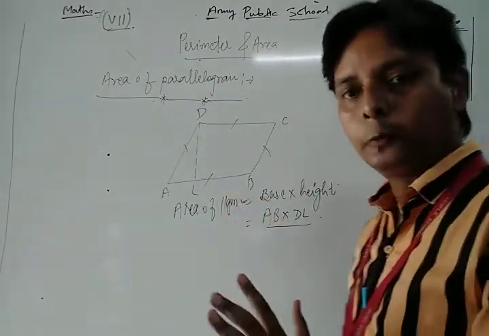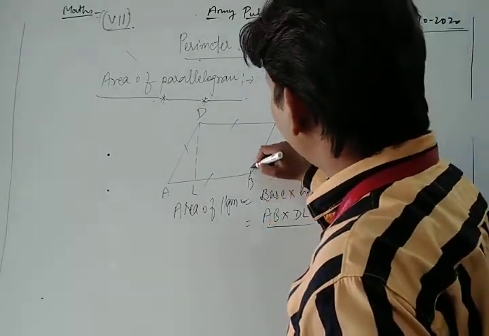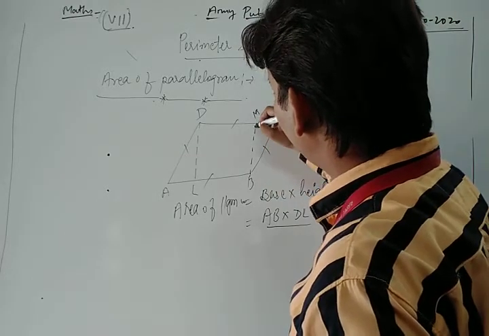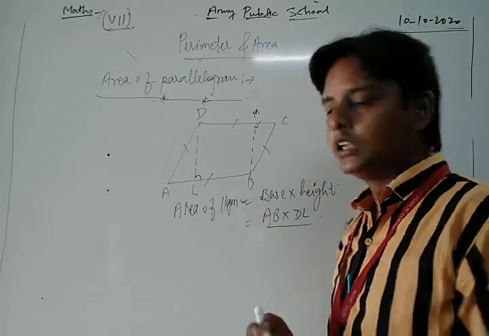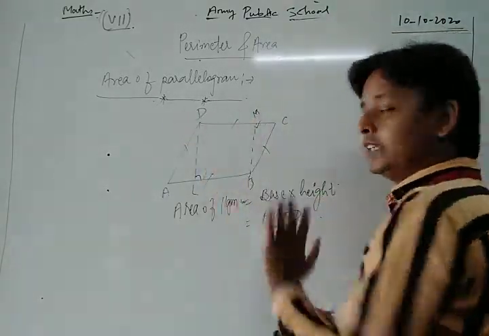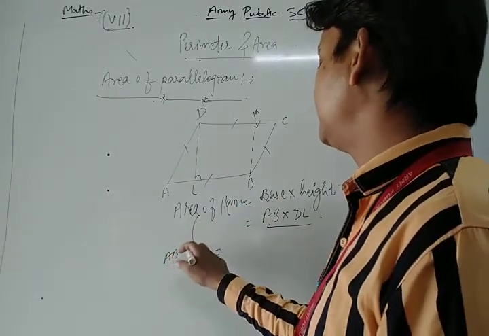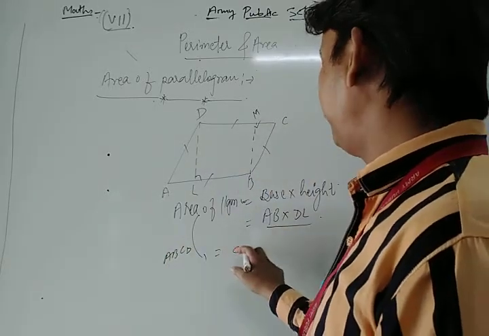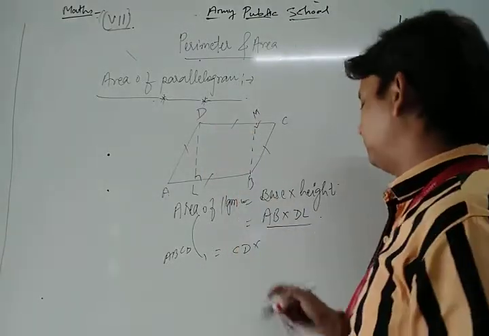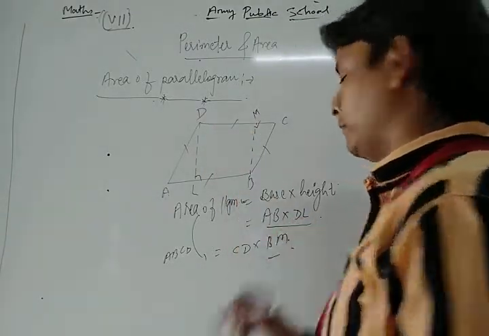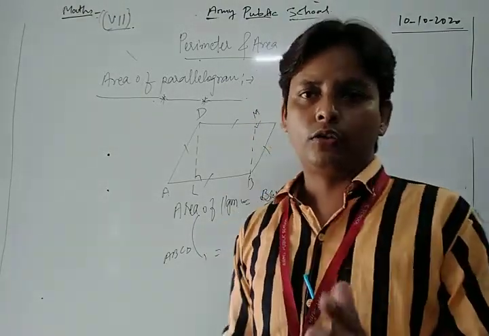Okay, in this figure, suppose we draw BM perpendicular to base CD. Then we can also write the formula for the area of parallelogram ABCD: if we take base CD, then we take the corresponding height as BM. So this is the concept of the area of parallelogram ABCD.